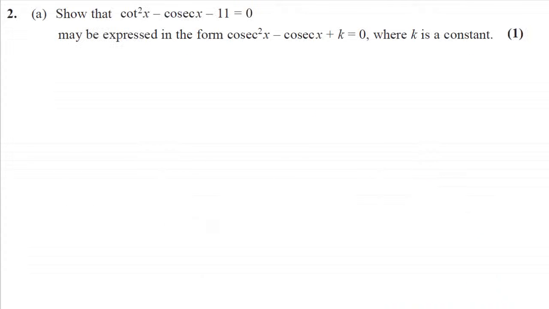Question 2a. Now, you've got to know your trig identities here. Show that cot squared x minus cosec x minus 11 equals 0 may be expressed in this form: cosec squared x minus cosec x plus k, a constant k, equals 0. So all I want to know is what is that constant k. Just enter that when you're done. What's the constant k?